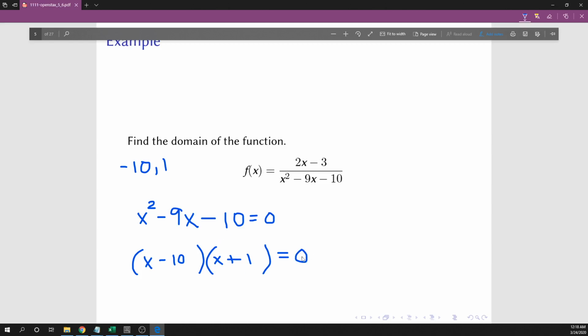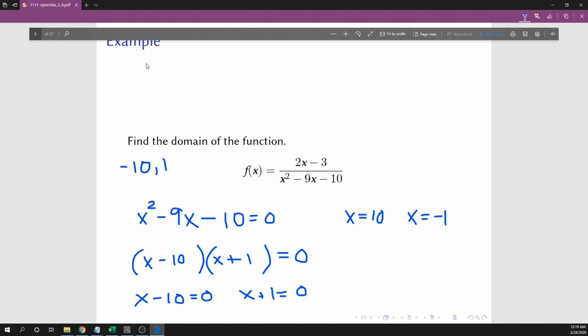Now we have 0 on one side, and the other side is completely factored. If you multiply two things and get 0, that means either one of them or the other or both had to be 0. So set each of those factors equal to 0 and solve those out. And you get x equals 10 on this one, and on this one we get x equals minus 1.